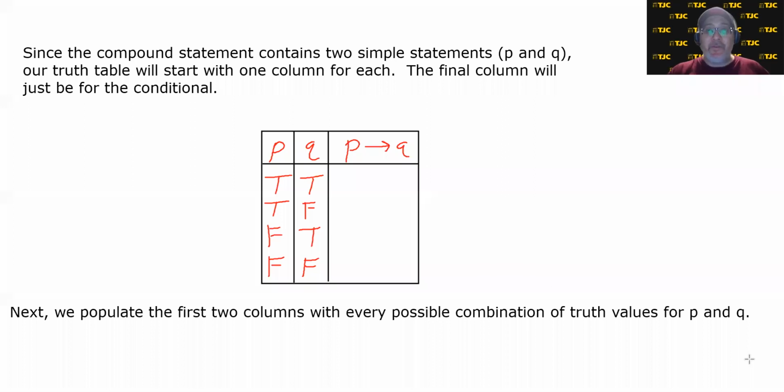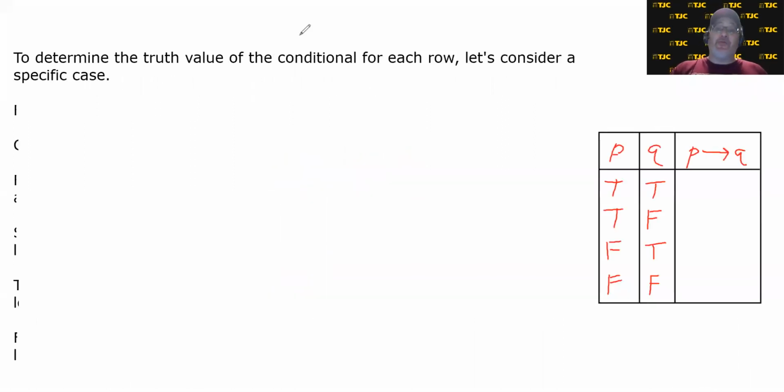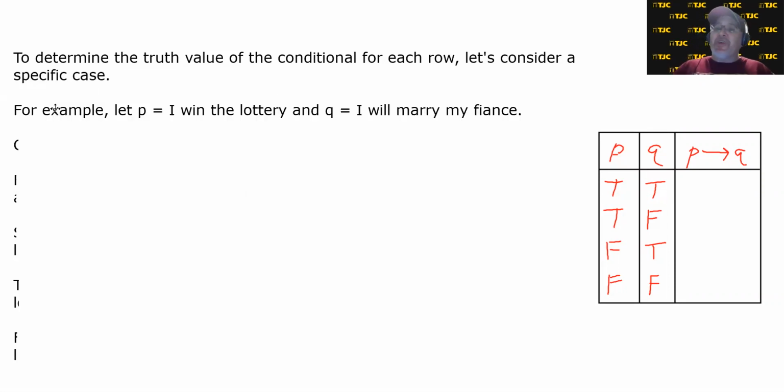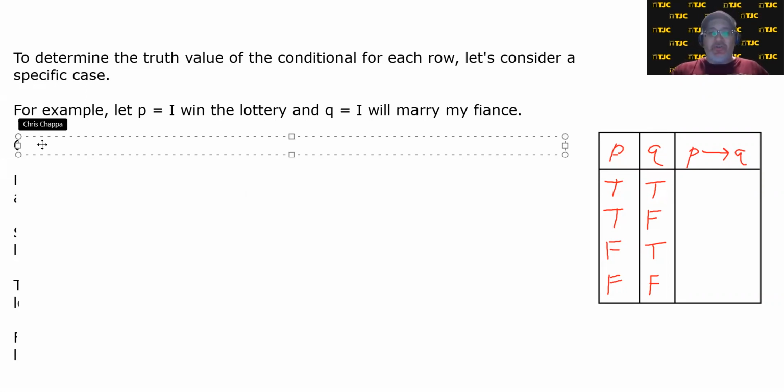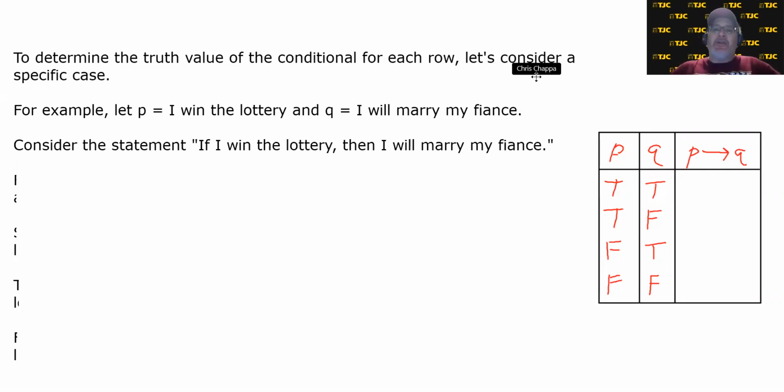All righty. To determine the truth value of the conditional for each row, let's consider a specific case. Now, I know what you're probably thinking. P is I am female, Q is I was born in Texas. Well, I'm not using that this time. I'm using something that I alluded to in the first video. We're going to let P equal I win the lottery and Q equal I will marry my fiance. Because remember, in that first video, we kind of posed the question, when is this conditional statement true? If I win the lottery, then I will marry my fiance, based on whether or not I win the lottery and whether or not I marry my fiance.